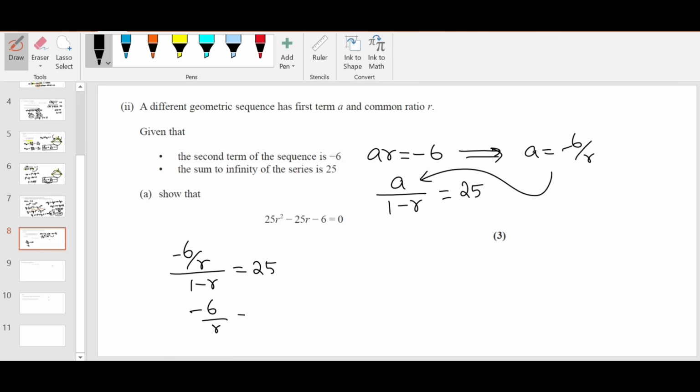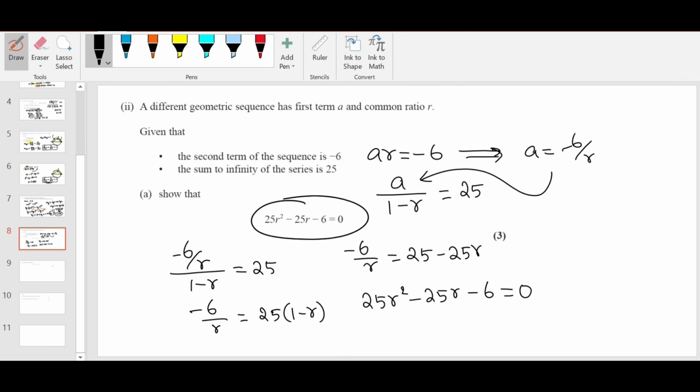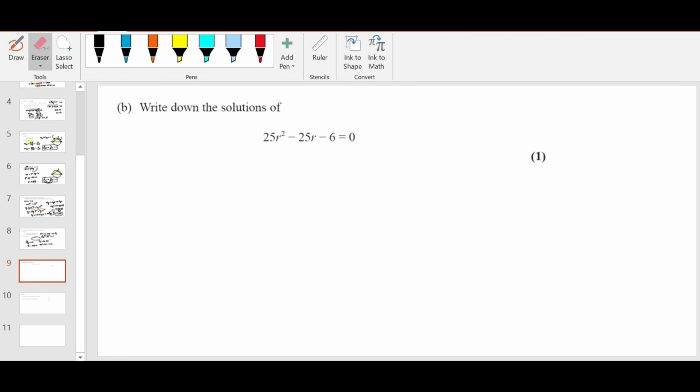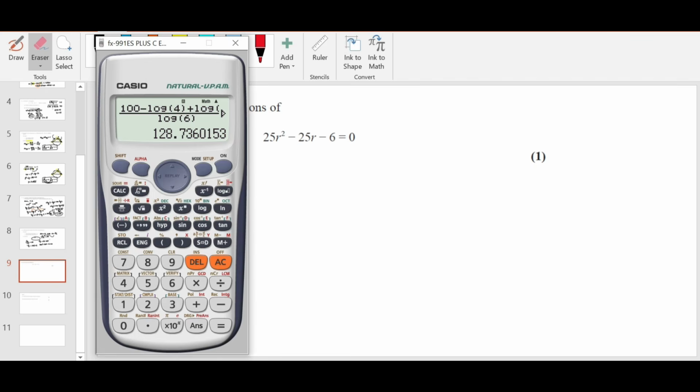6 over r is 25 times 1 minus r. Open the bracket. 6 over r is 25 minus 25r. Multiply through it by r square and put everything on one side. You will get this quadratic. 25r square minus 25r plus 6 is 0. In fact, they want us to solve this equation. In the next part, they want you to write down the solutions of this. It's a 1-mark question.